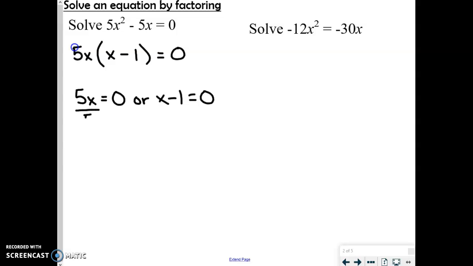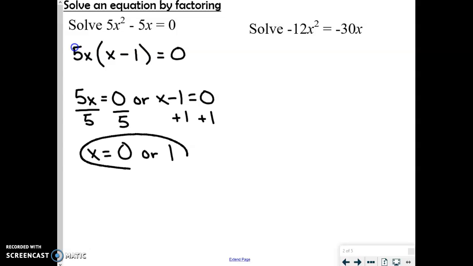In the first one, we would divide by 5 on both sides, so one of our answers is x is equal to 0. Or, in the second one, we add 1 to both sides, and we would get x could also be equal to 1. So there's an example of greatest common factor factoring in order for us to work.